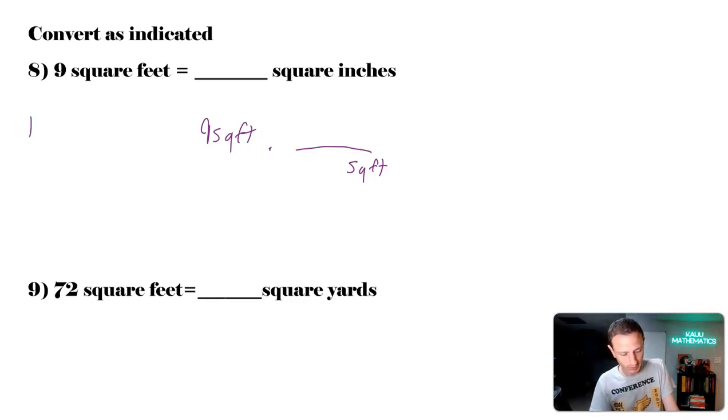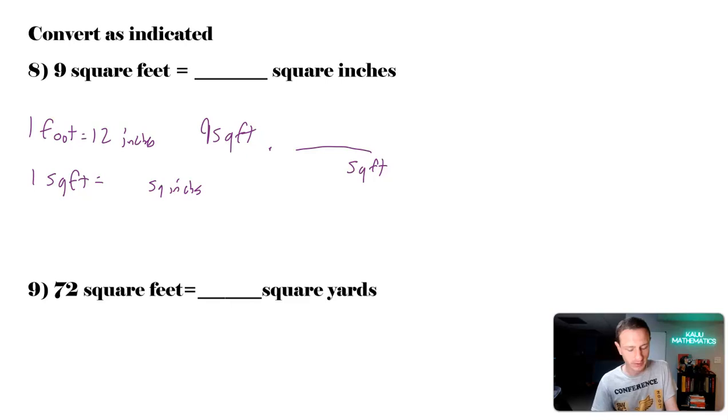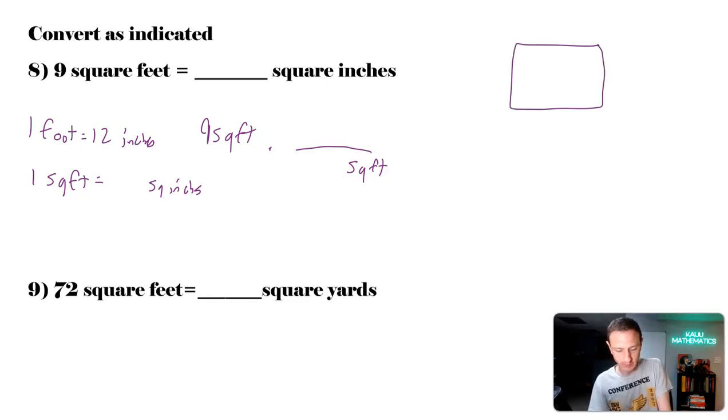So 1 foot is 12 inches. And we want to convert this, though, into square inches. So what you want to think about is, 1 square foot is equal to how many square inches is what we're trying to figure out right now. Think about it visually.